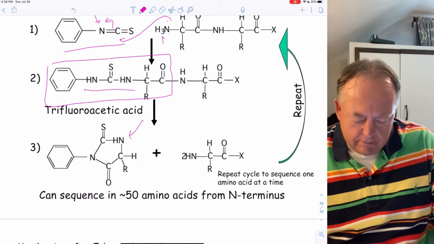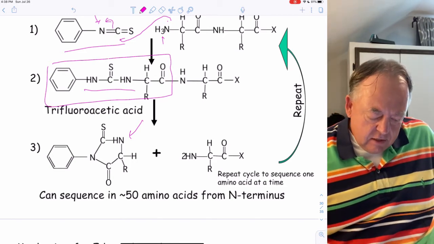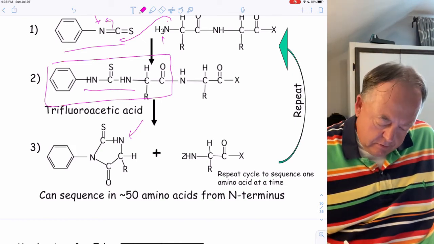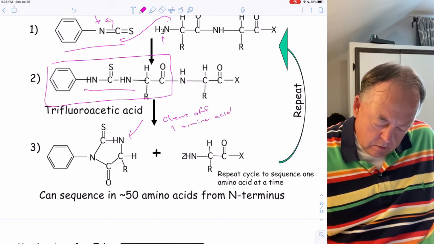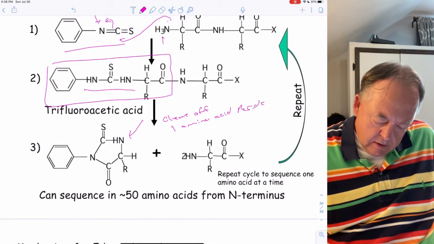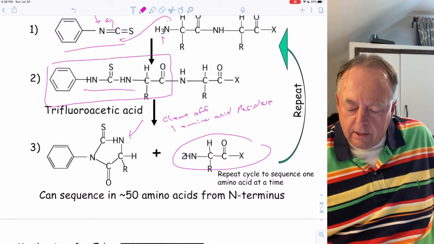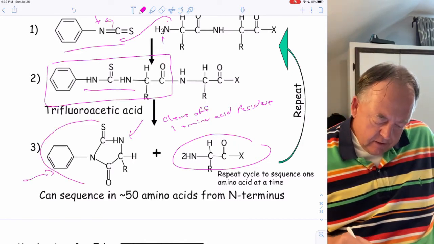The next slide shows a mechanism of how that happens, but I'm not going to expect you to know the mechanism. But the point is, you've cleaved off one amino acid residue. So now the protein that you have is minus one amino acid residue. And then what you can do is you can analyze this.